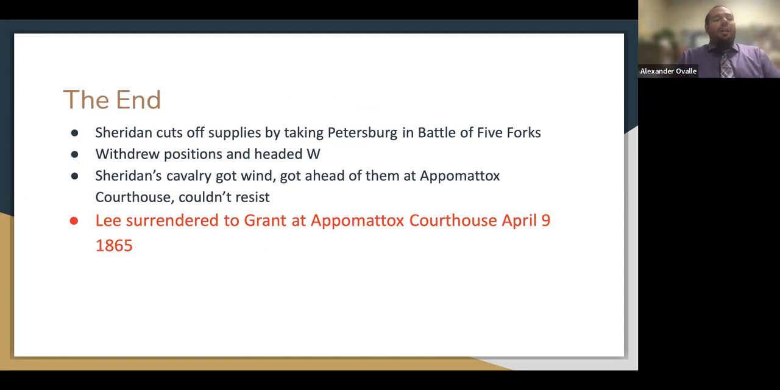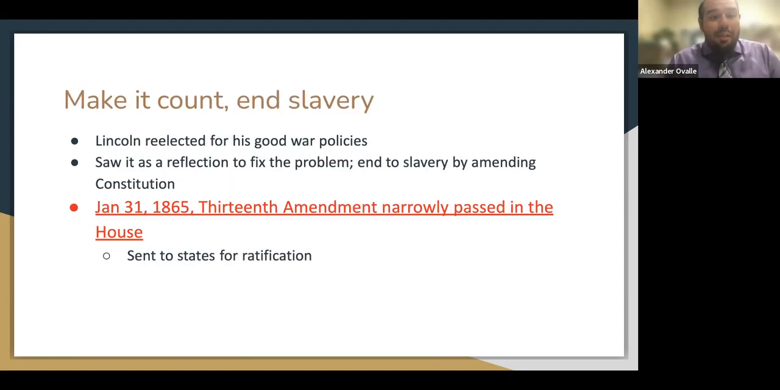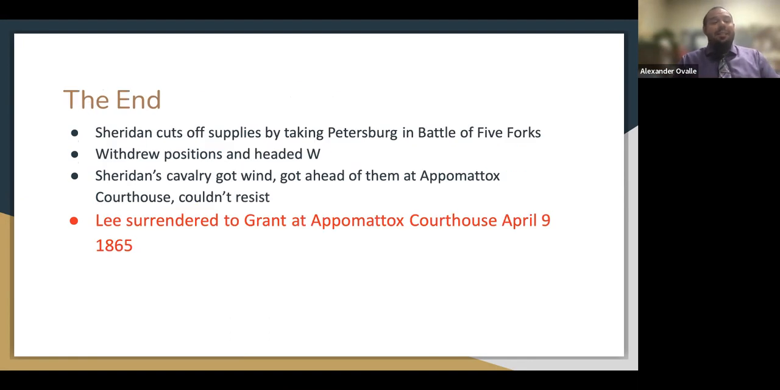The end of the war. So we're still fighting a war, people. We're still fighting 1865. Sheridan will cut off supplies by taking Petersburg in the Battle of Five Forks. Lee will withdraw positions that headed west. Sheridan's cavalry got ahead of them at Appomattox Courthouse, and they couldn't resist. So Lee will surrender to Grant at Appomattox Courthouse, April 9th, 1865. The war is over.